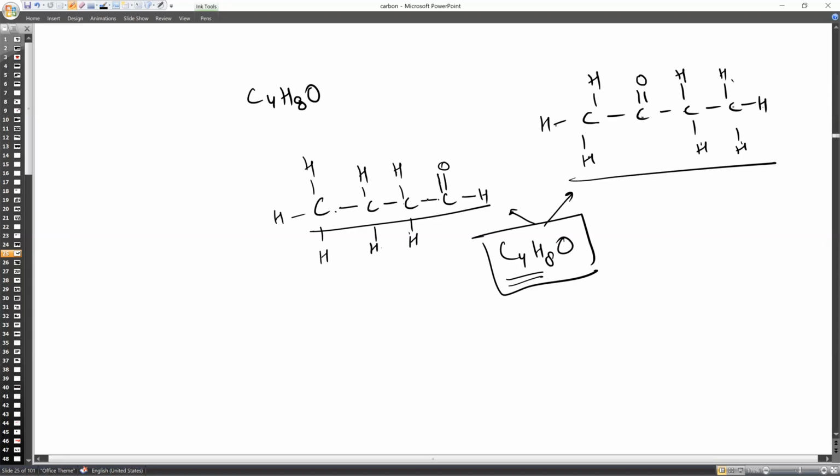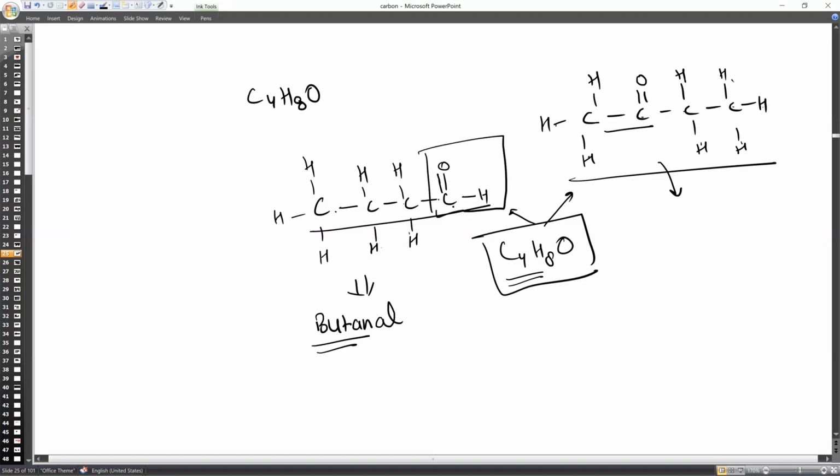Can you tell me what the name of this one is first? Butanal. Not butanone, this is a different one. This is not a ketone. This is an aldehyde functional group, and the aldehyde functional group is always placed at the termination.